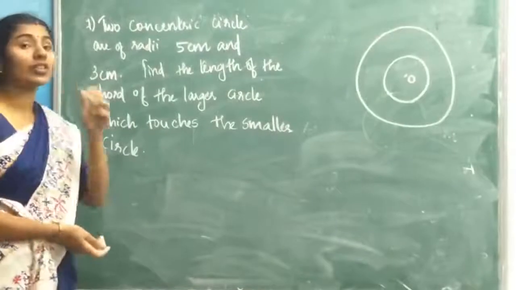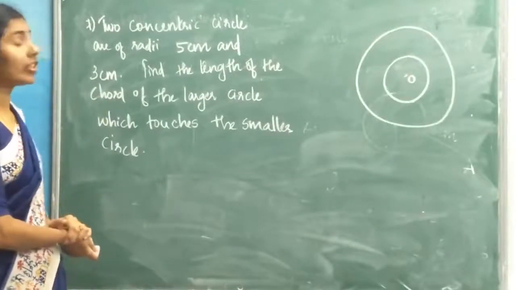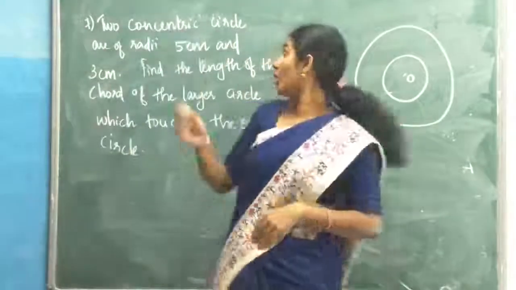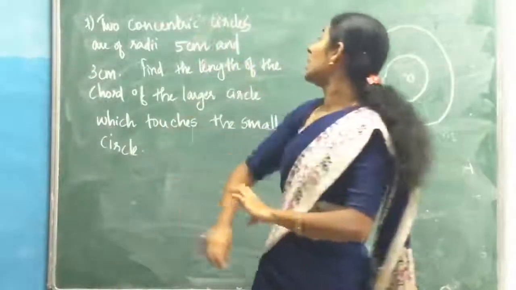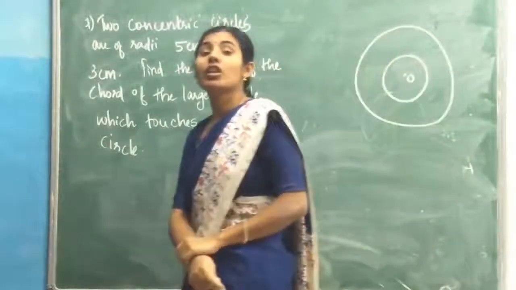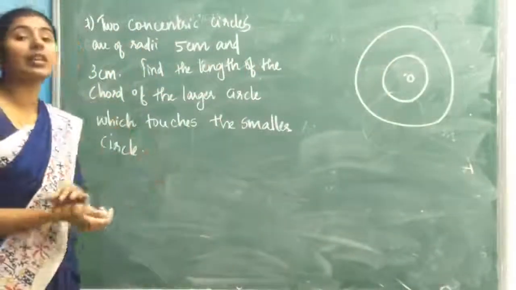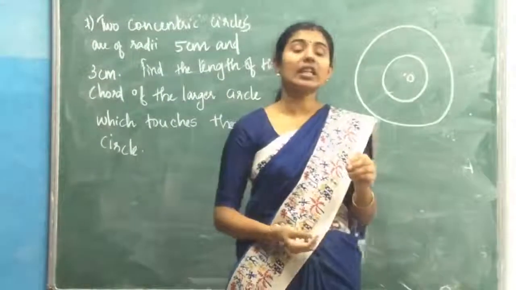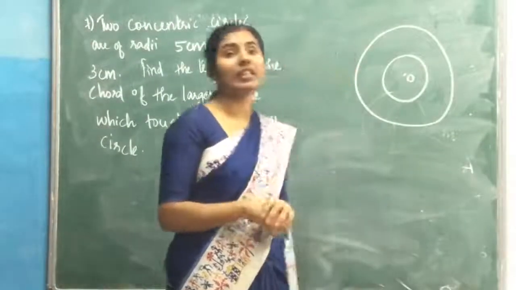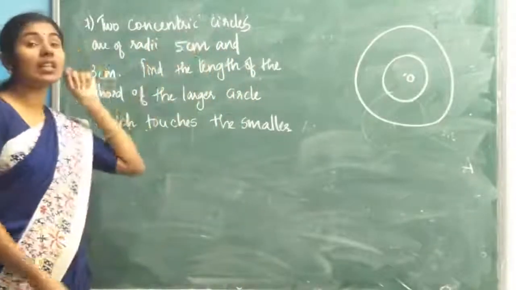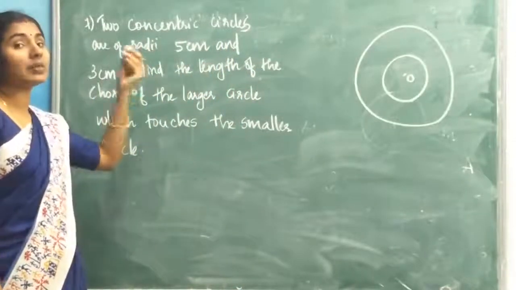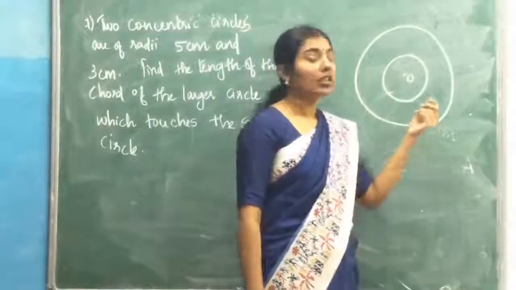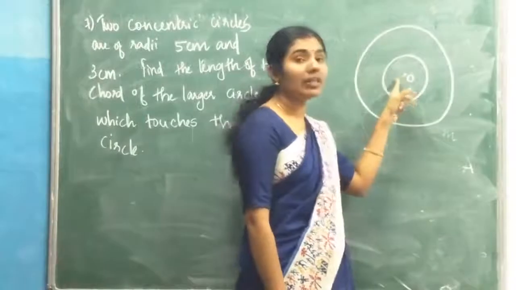Now we see the next question. Question is, two concentric circles are of radii 5 centimeter and 3 centimeter. Two concentric circles. What is meant by concentric circles? Concentric circles means two circles both are having the same center. So when you are drawing, draw two circles which are having the same center.